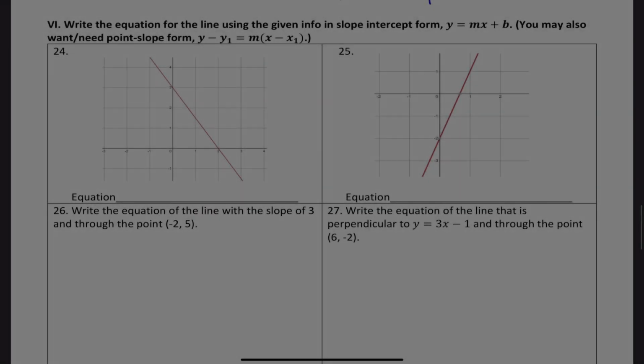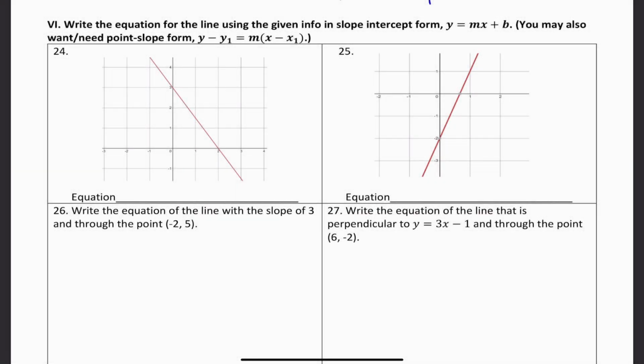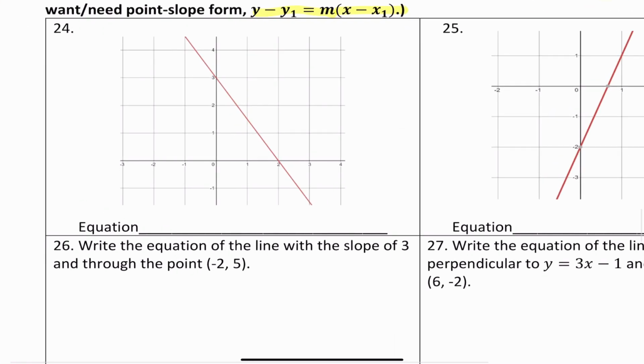Alright, part 6. Write the equation for the line using the given info in slope-intercept form, which is y equals mx plus b. You may also want or need point-slope form, y minus y1 is equal to m times the quantity x minus x1. Okay, so here is this. I can see that I have a graph with a line. This is a negative slope just by looking at it, so I should have a negative m.